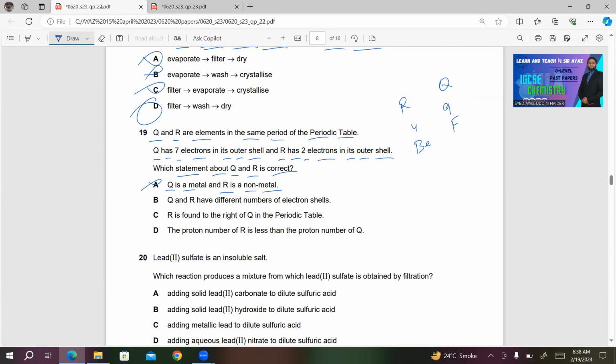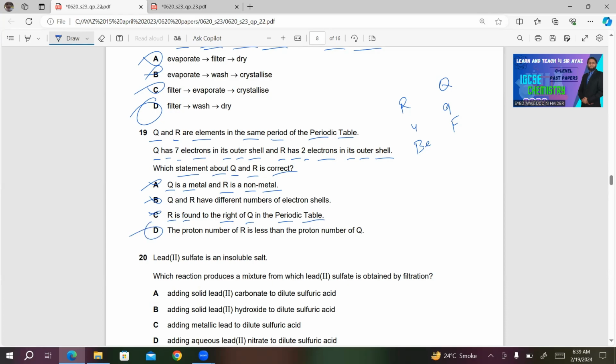B, Q and R have different numbers of electron shells. This is also incorrect. The reason is that both of these are in the same period, which means they have the same number of electron shells. Electron shells means they are talking about filled electron shells. Number C, R is found to the right of Q in the periodic table. Now R can't be found on the right hand side of the periodic table because Q is a non-metal. It must be on the right hand side of the periodic table as compared to R. So this is also incorrect. Choice D will be the right answer.